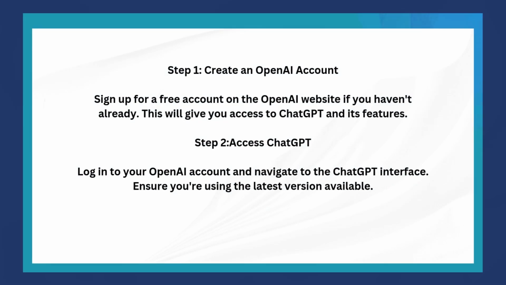The first step is to create an OpenAI account. Sign up for a free account on the OpenAI website if you haven't already. This will give you access to ChatGPT and its features. The following step is to access ChatGPT, log into your OpenAI account, and navigate to the ChatGPT interface. Ensure that you're using the latest version available.